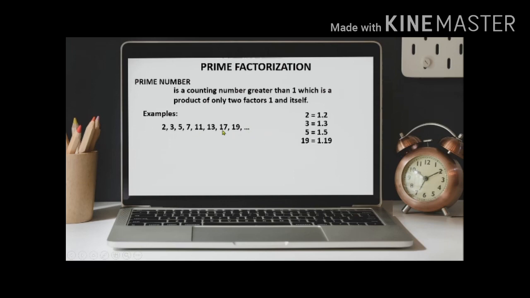Now, let us see how these numbers become prime numbers. 2 is a product of 1 and itself. There are no other factors of 2 but 1 and itself. 3 is also a product of 1 and itself, as well as 5 and 19. So that's why we call these numbers prime numbers. Okay, now what about prime factorization? When we say prime factorization, we are actually looking for a product of prime numbers.